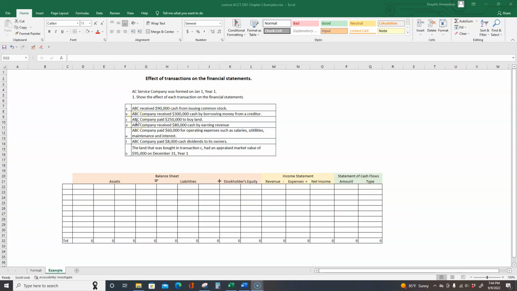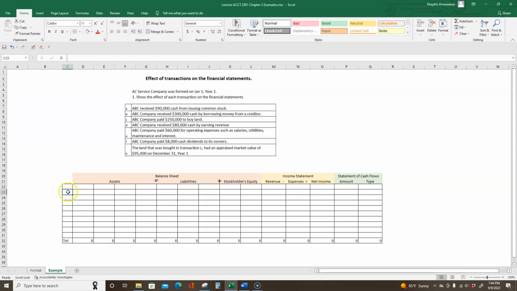For transaction A, it says ABC received $90,000 cash from issuing common stock. So now what we're going to see is, how does this transaction affect these three financial statements? Earlier we looked at how they affected the accounting equation. Well, the accounting equation is there in the balance sheet, so the transaction is going to affect the balance sheet in the same way as it affects the accounting equation. But now we're going to add the income statement and statement of cash flows.